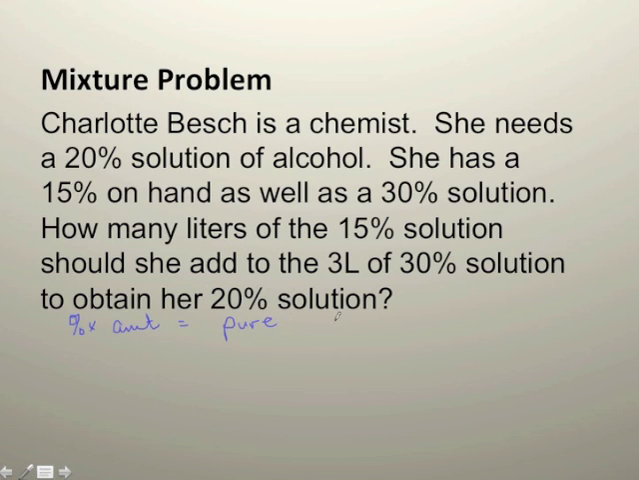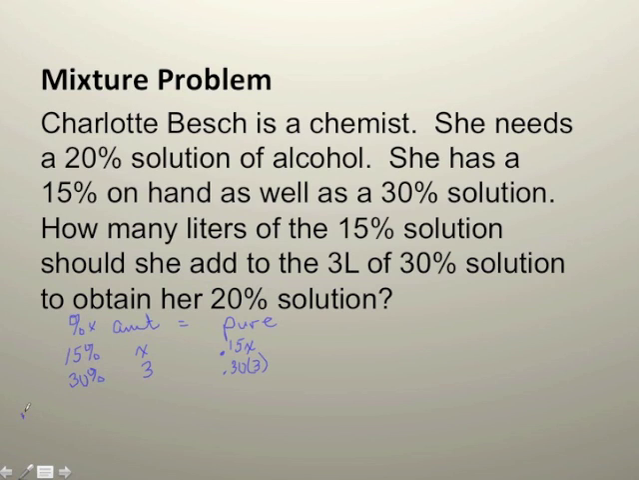How much is pure alcohol in this case? She starts with a 15% solution. How many liters of that? We don't know. So that comes out to be 0.15x. Remember that when you're working with percent, you have to change it to decimal form. And she has a 30% solution. She has 3 liters of that, so we'll have 0.30 times 3.